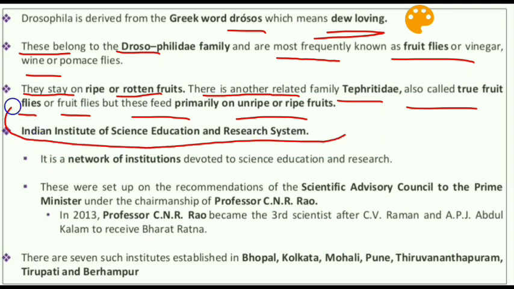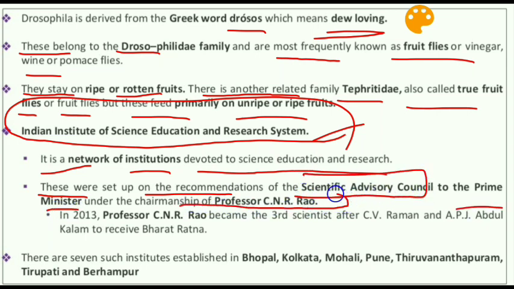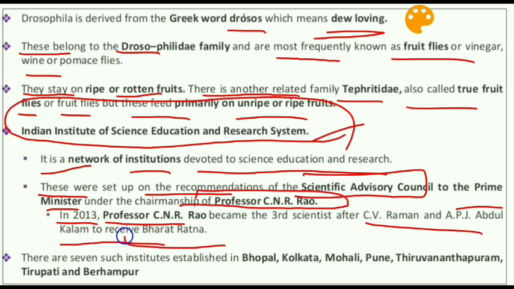Let's understand about the Indian Institute of Science Education and Research system. Just like other research systems, NISER, IIT and others like that, it is a network of institutions devoted to science education and research. These were set up on the recommendations of the Scientific Advisory Council to the Prime Minister under the chairmanship of Professor C.N.R. Rao. In 2013, Professor C.N.R. Rao became the third scientist after C.V. Raman and APJ Abdul Kalam to receive the Bharat Ratna. That is important. There are 7 such institutes established in Bhopal, Kolkata, Mohali, Pune, Thiruvananthapuram, Tirupati and Berhampur.